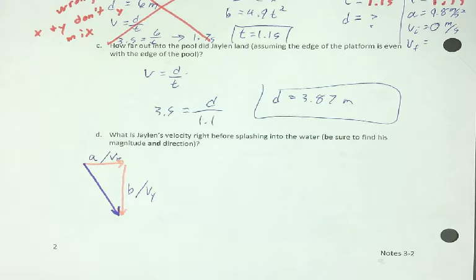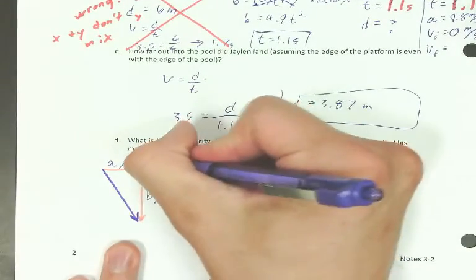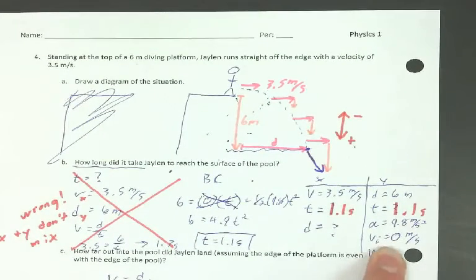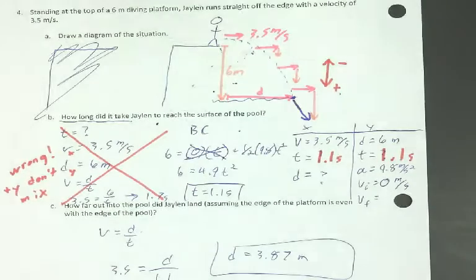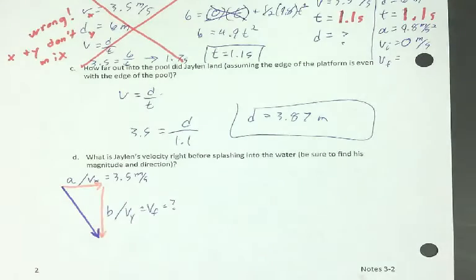Okay, so what is the x velocity? Well, the x velocity never changes. So if it started at 3.5, it's always going to be 3.5. Y, on the other hand, is different because the y velocity did start at 0, and it is going to be going faster as I go down. So it's not going to be 0. It's going to be something else. And we're going to call that something else v final, because that is what it is at the end. And I don't know what that final velocity is. So I need to solve for that.